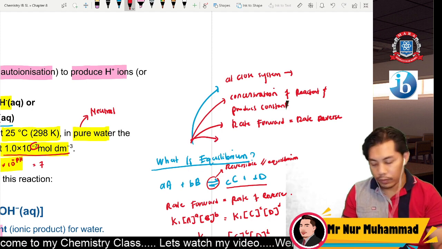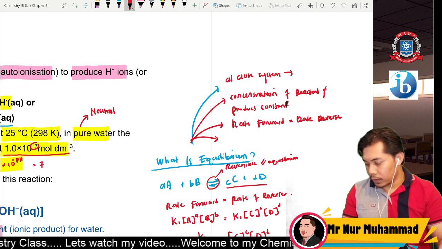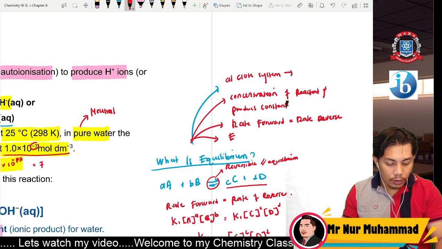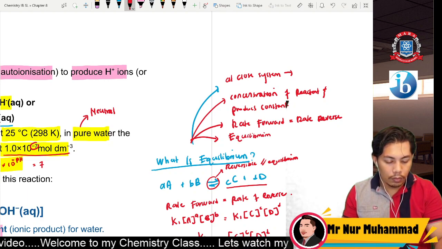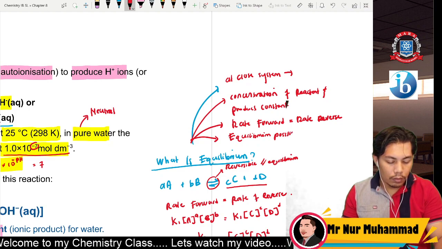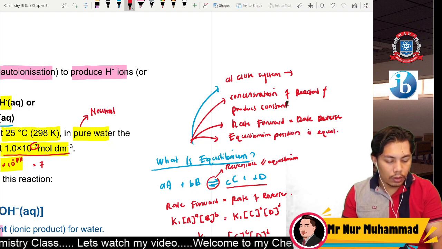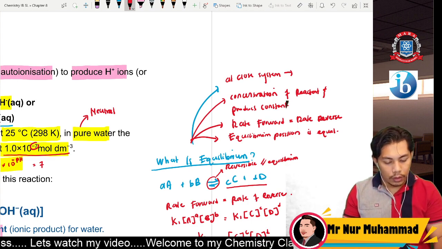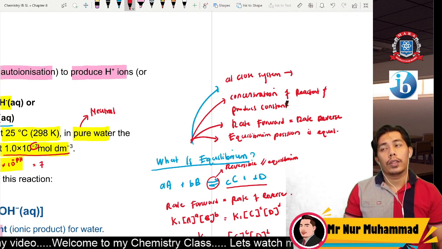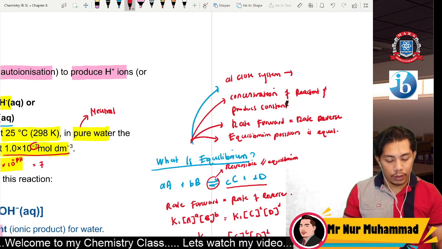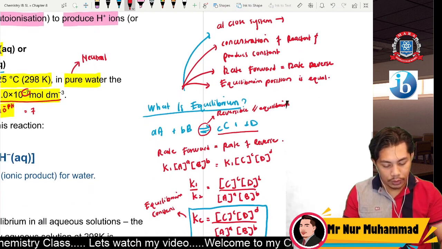Last but not least, the equilibrium position is equal for the reactant and product. The equilibrium position, I will explain later in strength of acid and base. So this is the equilibrium constant.